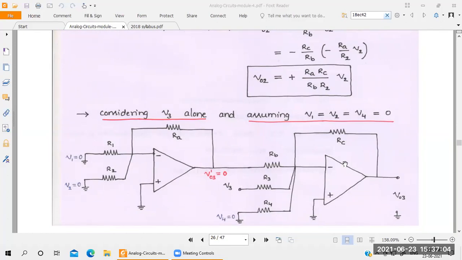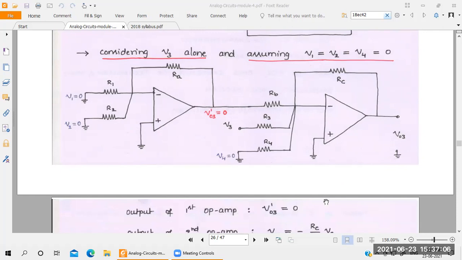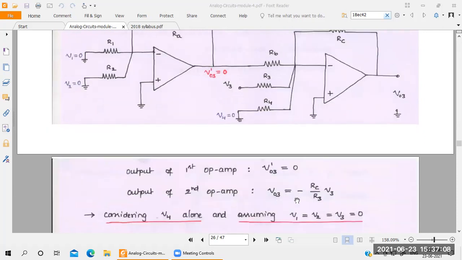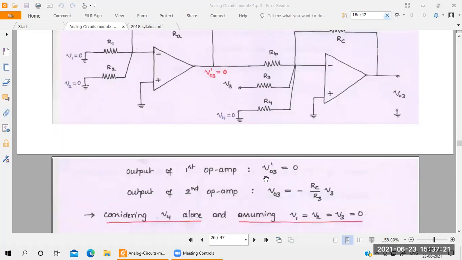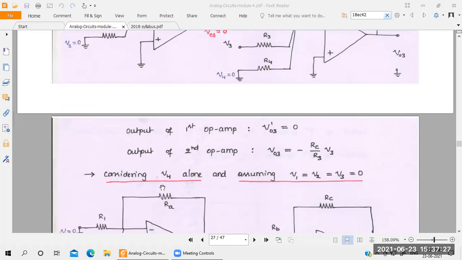Next, the same thing applies for the second op amp here. So what will we get now? V03 is equal to minus RC divided by R3 into V3. Okay, so what do you get for the second op amp output now? Minus RC divided by R3 and V3. It is connected to V3 here. That's why we take only V3 connected. For that you can write the equation, feedback by R3 into V3.